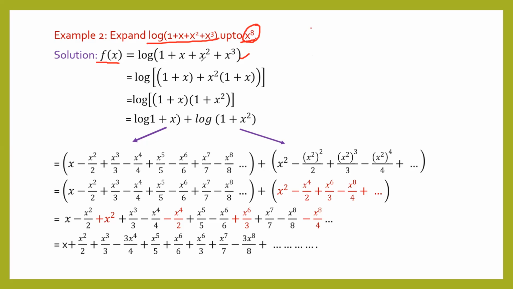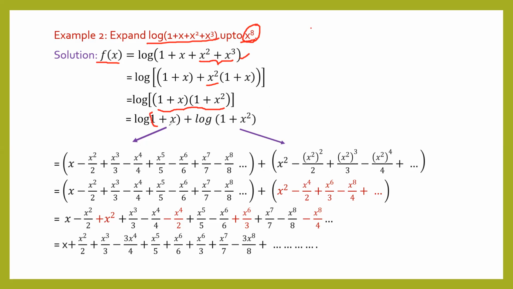We can take x square common from these two terms, and when you take x square common, we have here 1 plus x, and we have its factors as 1 plus x into 1 plus x square. Now using the formula of log a into b, we can write that as log a plus log b. So this is log of 1 plus x plus log of 1 plus x square.